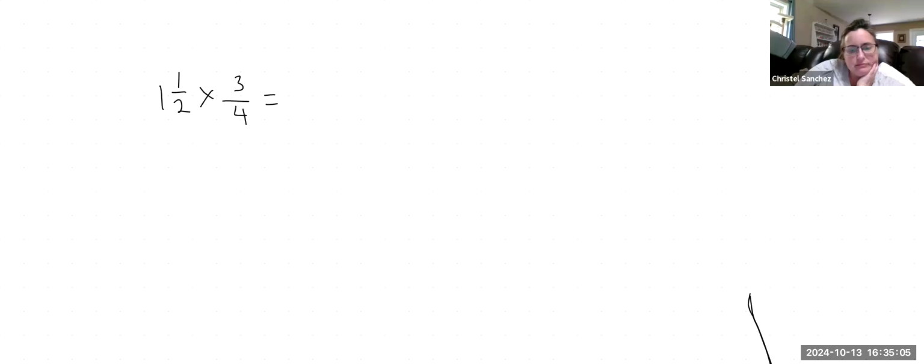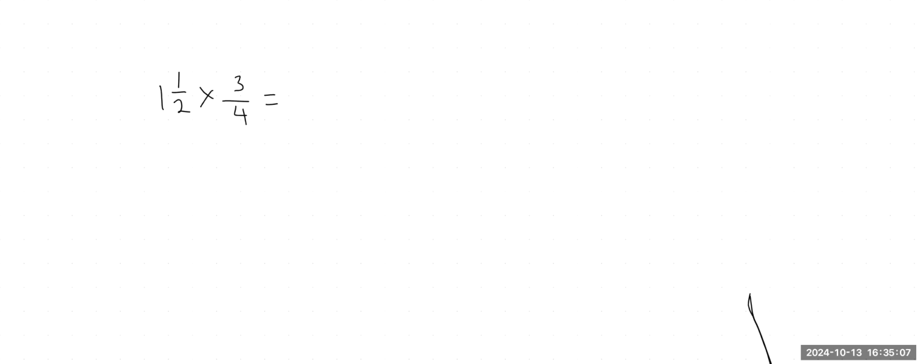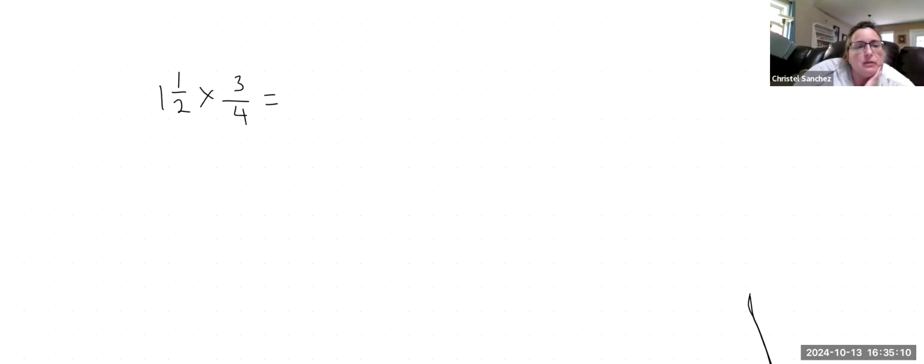Anybody know? Change it to an improper fraction. Okay, in order to multiply this, we cannot have that mixed number. We've got to change it to an improper fraction. So remember, how do we change to that improper fraction? 2 times 1 is 2, and then 2 plus 1 is 3. So I'm going to have 3, and remember, my denominator always stays the same. Then I'm just going to bring this over.